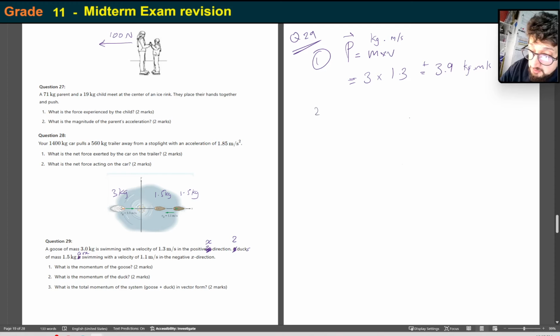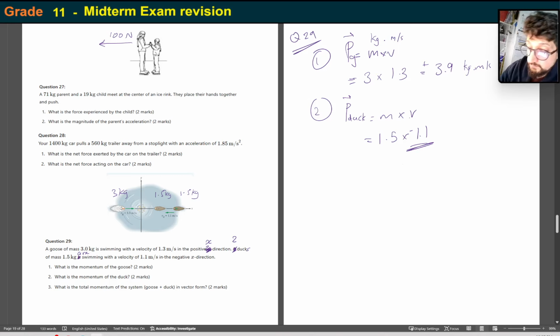What is the momentum of the duck? Okay, it says one duck, but let's just see. Momentum of duck. So I'm going to start doing things properly. That is momentum of goose. This is momentum of duck. It's going to be mass times velocity, which is 1.5 multiplied by negative 1.1. Why negative? Because it's in the opposite direction to the first one.